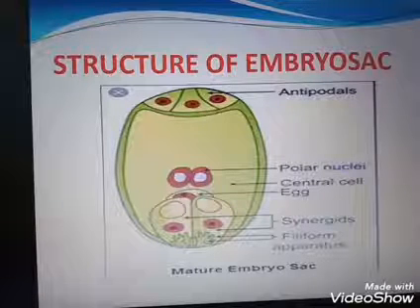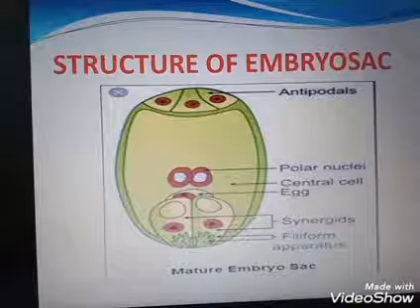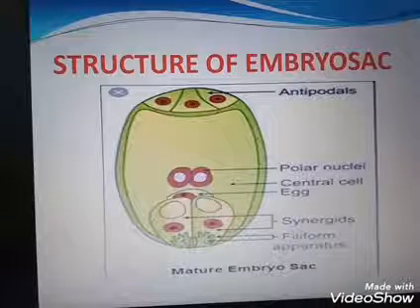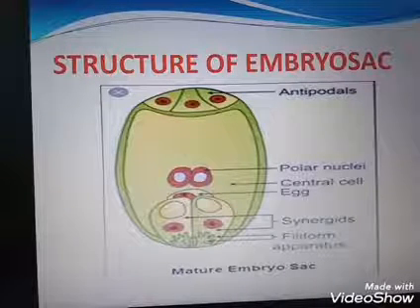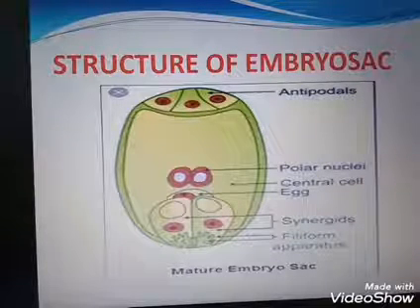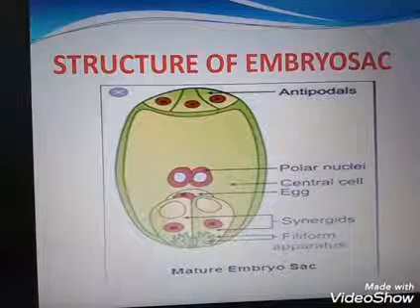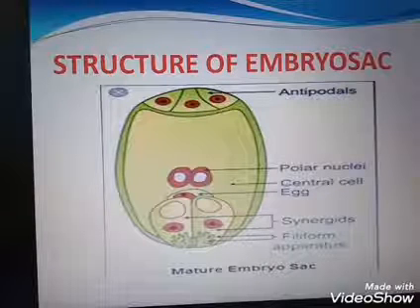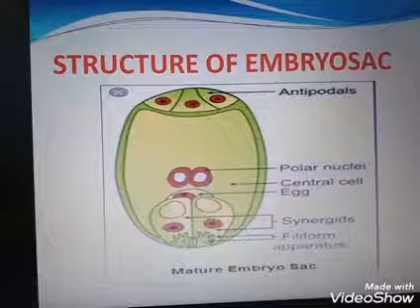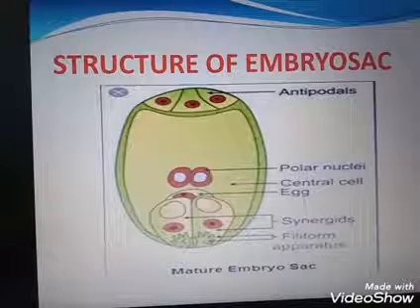The synergids and the antipodal cells degenerate after fertilization. They assist the process of fertilization. After fertilization, these synergids and the antipodal cells degenerate. Okay, I hope you all can understand. During these events, the ovule develops into seeds and the ovary develops into fruit.